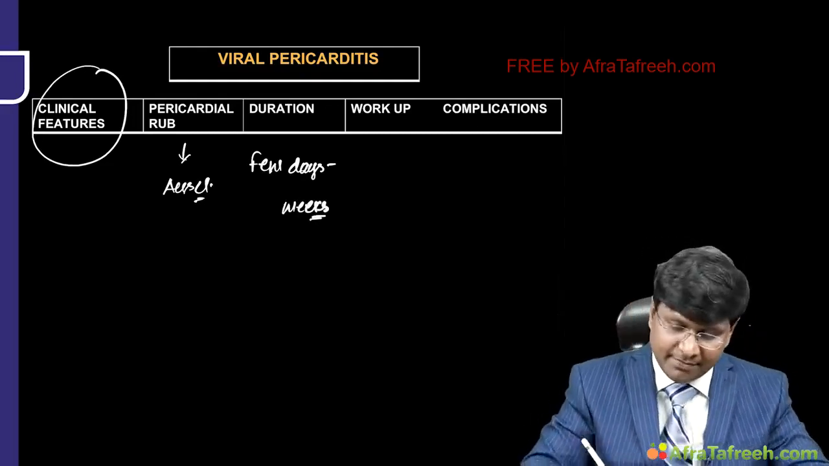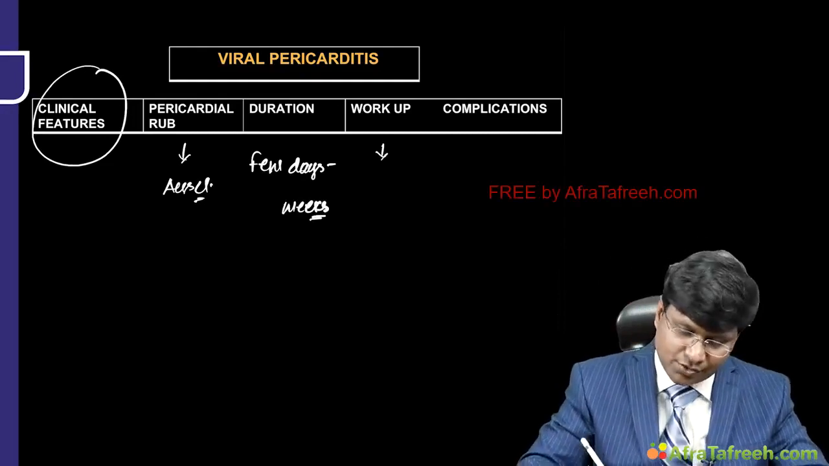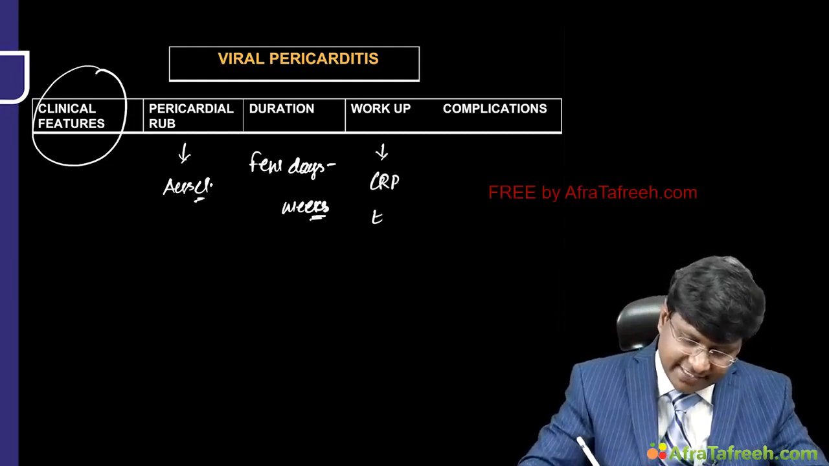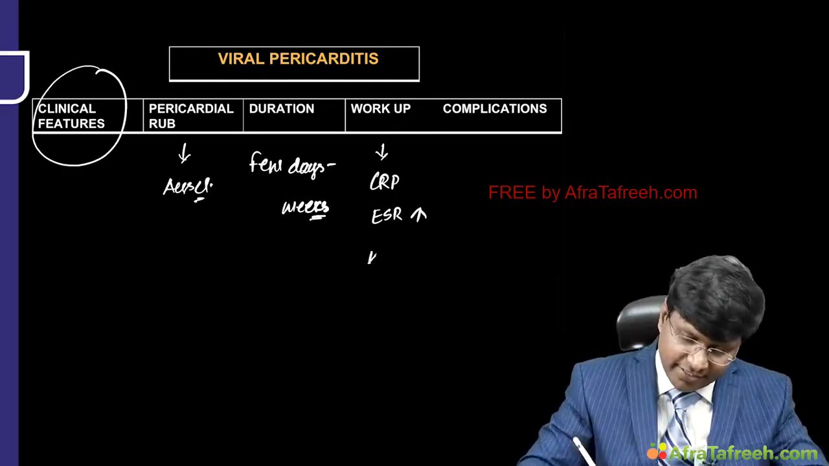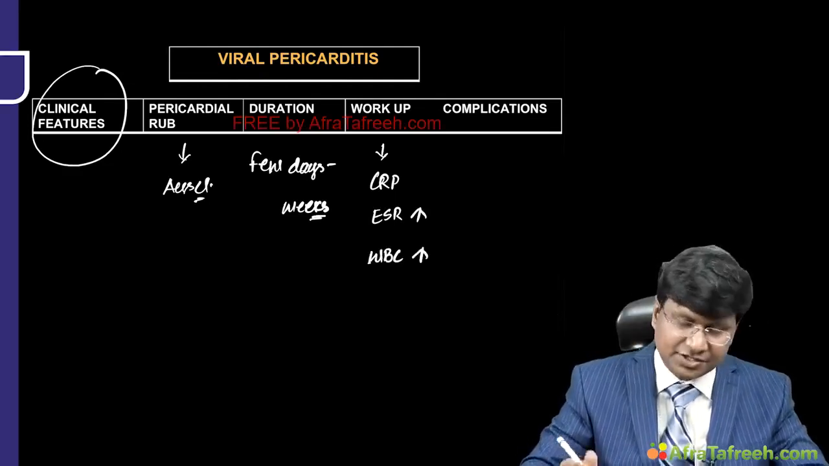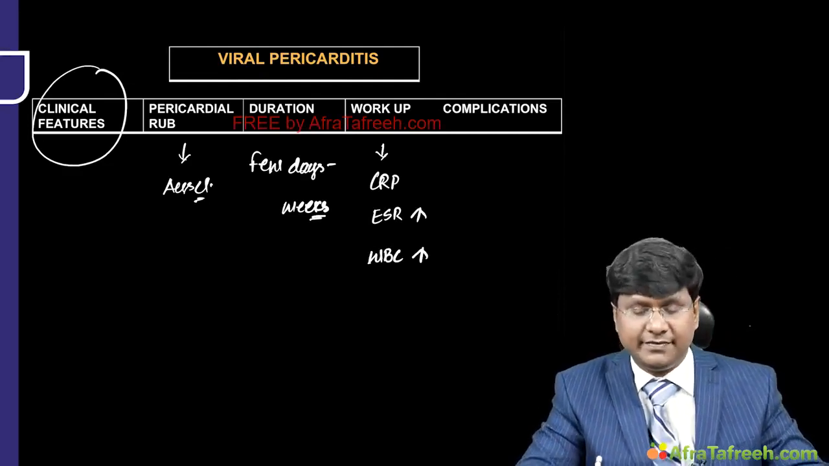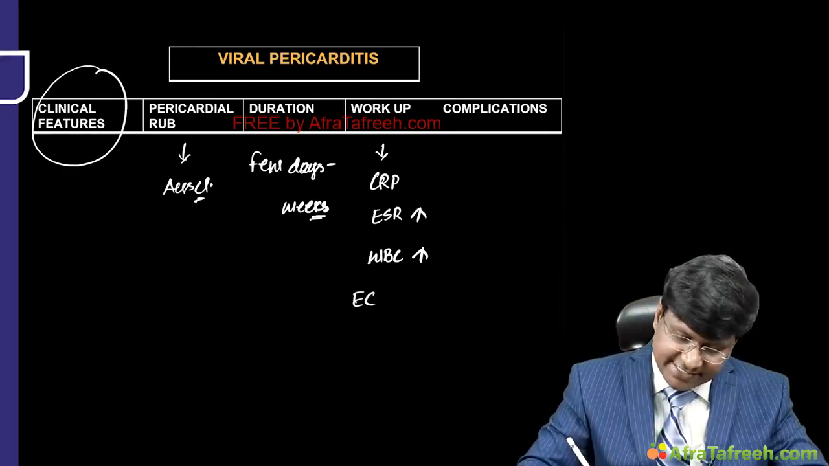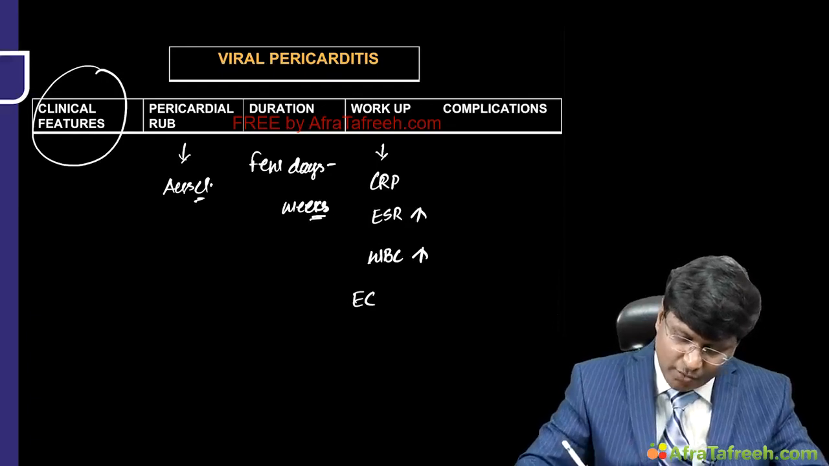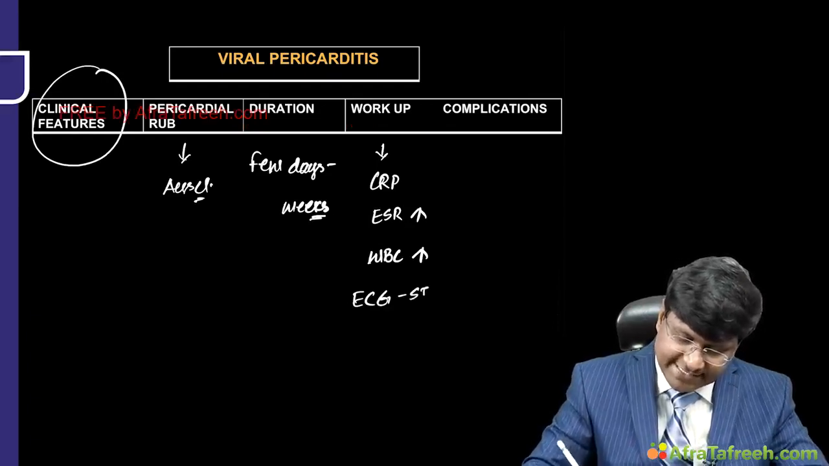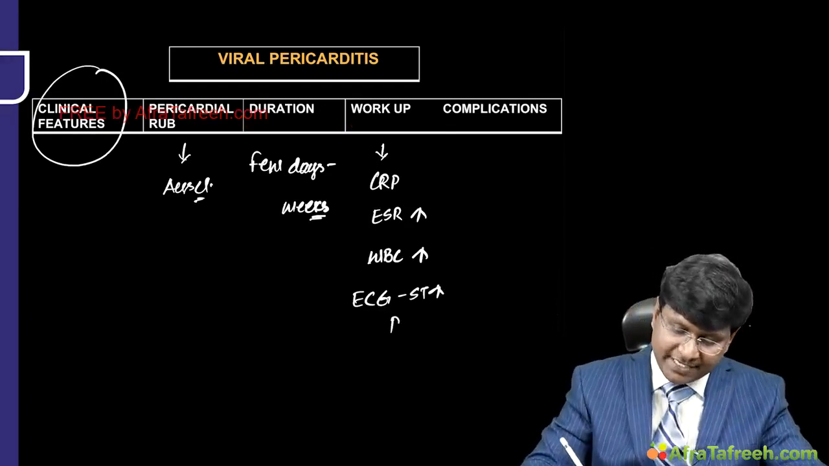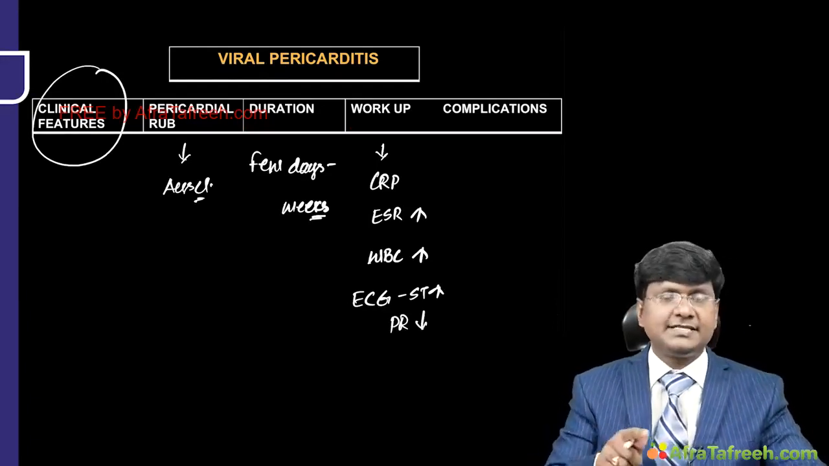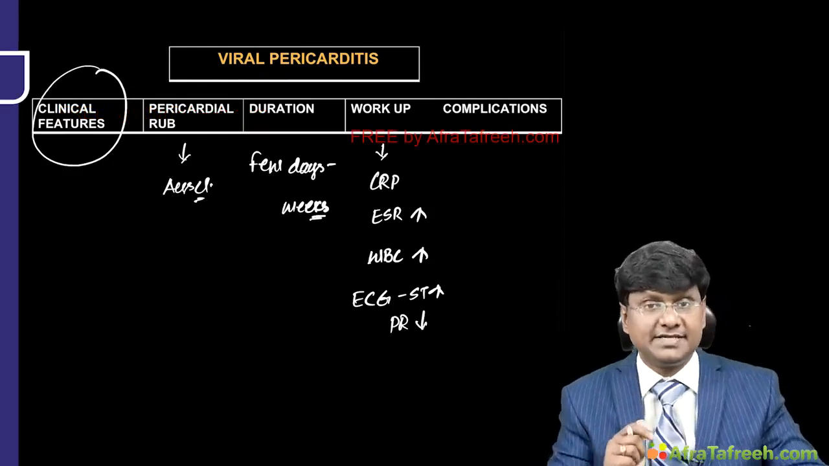And how do you work up? Because it's an inflammatory pathology, your CRP as well as ESR are elevated. And because it's an infectious pathology, the WBC count is elevated. An ECG will show global ST segment elevation, except for aVR where there is ST segment depression. The PR segment will be depressed except for aVR where the PR segment is elevated.